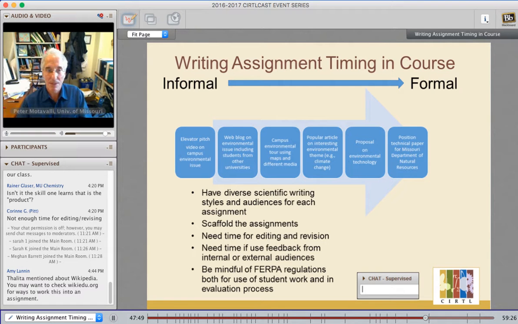So again, this is going from the more informal to formal. So I also scaffold the assignments. What I'm trying to do is allow time for feedback. So this is one of the challenges here. The ones that require more time, I usually start at the beginning. And also, I'm very mindful of FERPA regulations. And so that's one of the things that we've got to be very careful about.